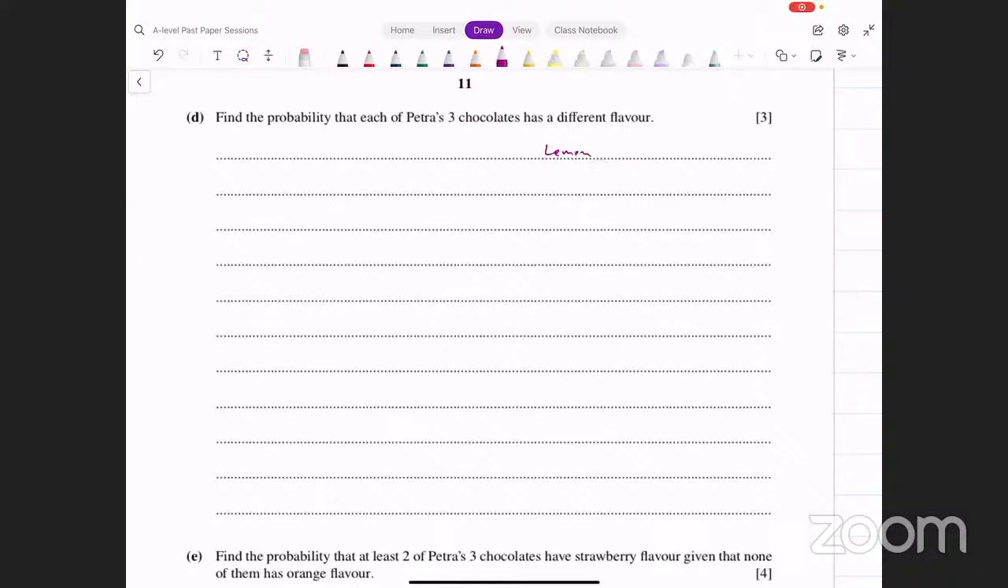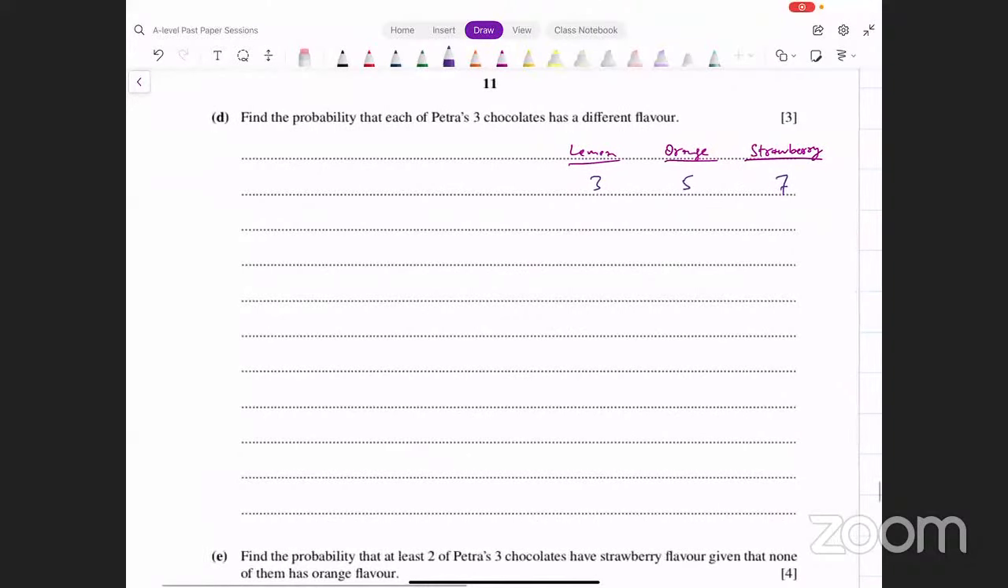We had orange flavor, and we had strawberry flavor. How many lemon chocolates do we have? We've got 3 of these, 5 of these, and 7 of these. Now she's taking 3 chocolates out. We want each of them to have a different flavor.